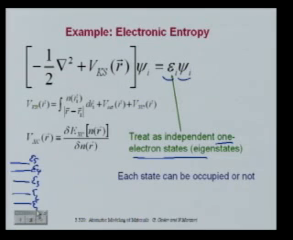What's the level of uncertainty? What do I need to know to characterize my electronic configuration? All I need to know is whether each level is occupied or not. So I can characterize my electronic state by saying which levels are occupied or not.